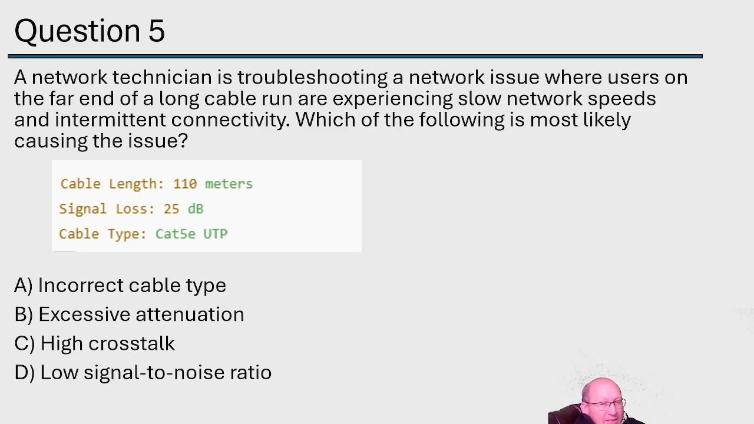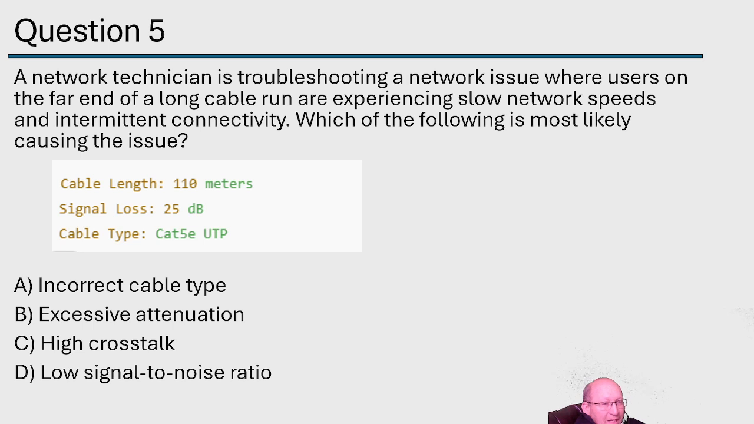All right, let's start with A. Incorrect cable type. No. Cat 5e can cover 110. It's not bad, right? And it'll cover speeds up to 1 gigabit. So cable is not an issue. B, excessive attenuation. Maybe, do we see an attenuation issue with this one? Maybe. Let's put this one on the side.